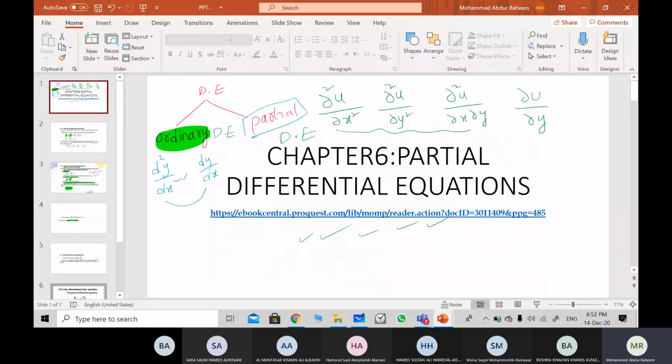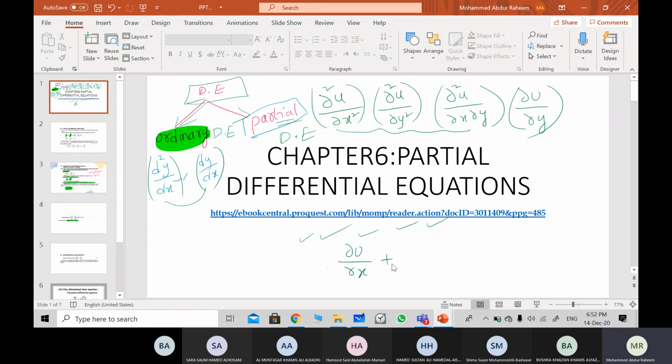In the very beginning, we discussed that differential equations are of two types. One is ordinary, one is partial. Ordinary means d like this. Partial like this, del. So if you write an equation like this, del u over del x plus x del u over del y equals 10, something like this, this is a partial differential equation because here del is there. But how to solve this is the question now.